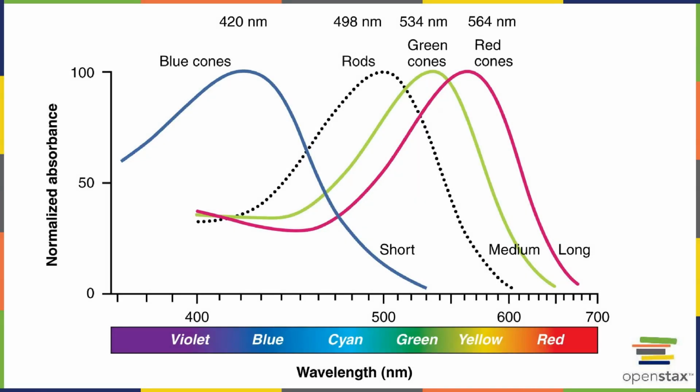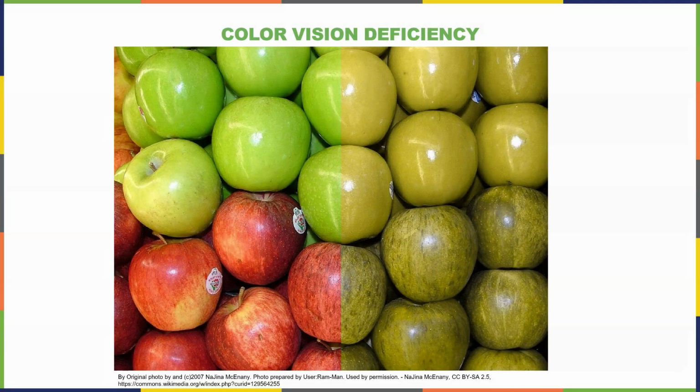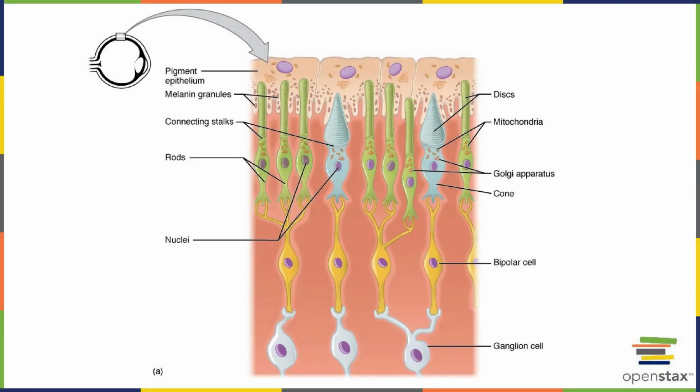Cones function similarly, but respond to narrower ranges of wavelengths, giving us color vision. Cone opsins are similar to rhodopsin, but are tuned to specific colors: blue, green, or red. Mutations in the cone opsin genes, especially the red or green opsins on the X chromosome, can lead to color vision deficiency.